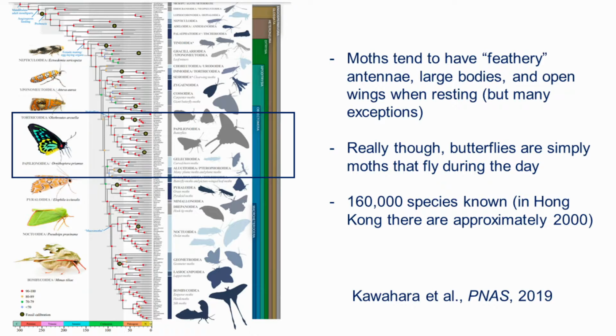In fact, there are 160,000 moth species in the world known, relative to 18,000 butterfly species known. And in Hong Kong, there are approximately 2,000 species of moths, relative to about 250 butterfly species. So moths are incredibly diverse.